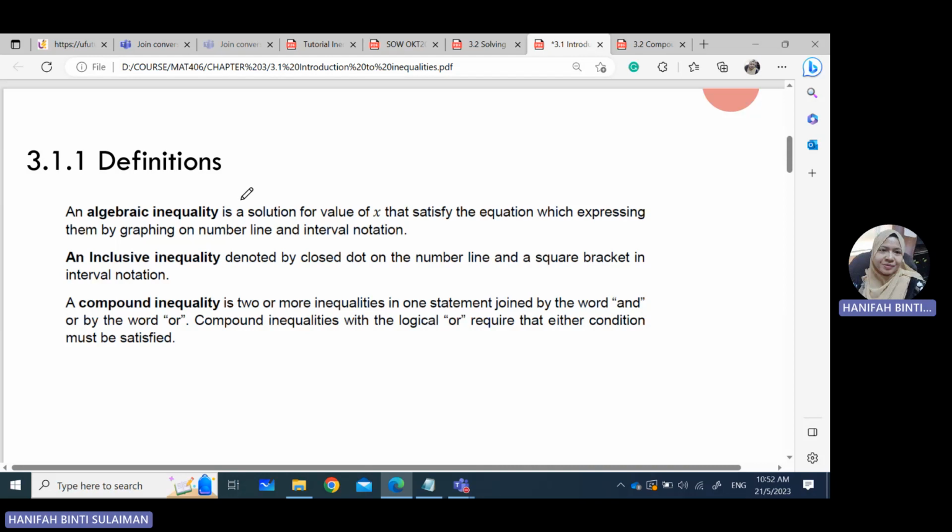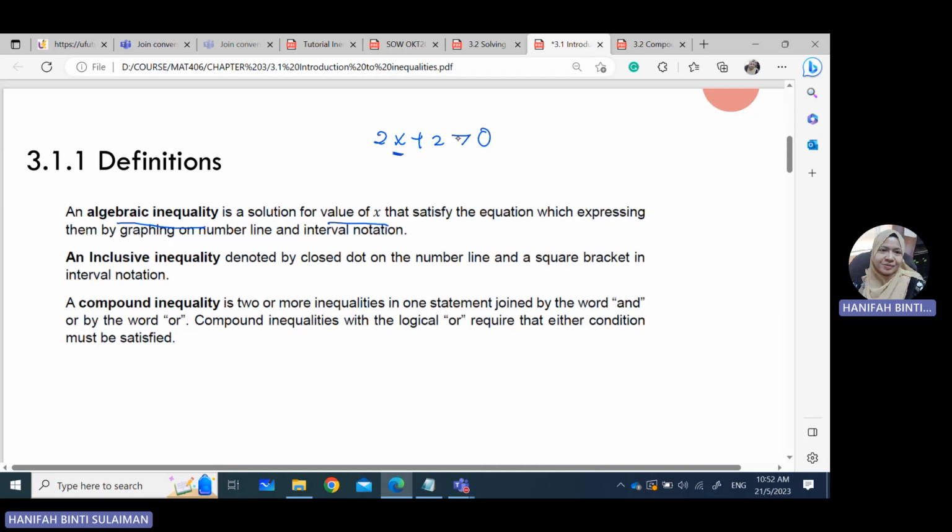So algebraic inequality is a solution for value x that satisfy the equation which expressing them by graphing on number line and interval notation. Okay, so untuk algebraic inequality, this one we solve value of x. So biasanya katakan kita ada 2x plus 2, and this 2x plus 2 is always greater than 0. Okay, so based on this, we need to solve for this x.